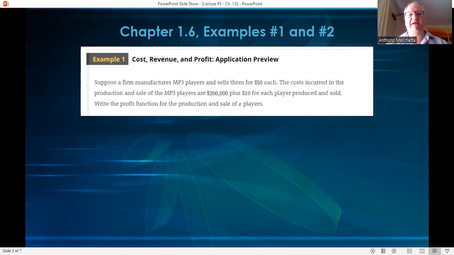That aside, we talk about the cost here, and we talk about how much we're selling them for. The fact that we're selling them for $50 each, that is a hint that your revenue function is 50x. It says here the costs incurred in the production are $200,000 plus. That $200,000 is representing the fixed costs, plus 10 for each player produced. 10 for each player produced is the variable cost, that's 10x. So if you add those two things together, 200,000 plus 10x, you should get the cost function. Now, if you want to know what the profit function is, recall that the profit will be the revenue minus the cost. So here's the math associated with getting an answer to that.